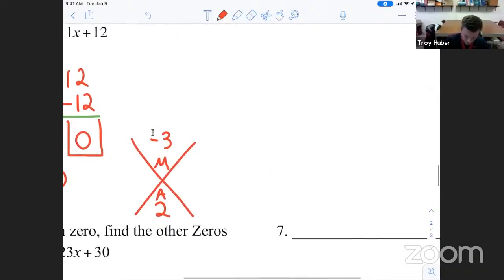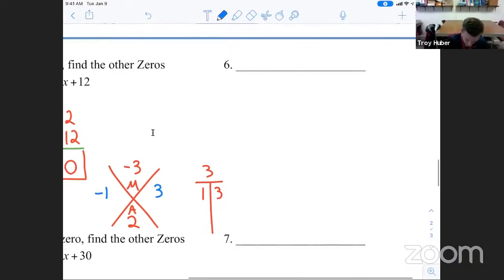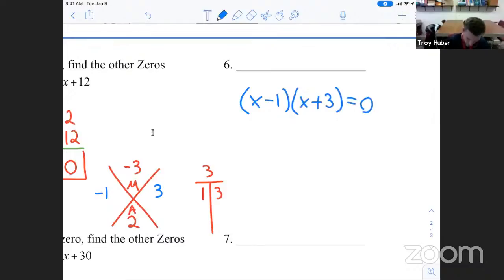All right, so let's think of some factors of 3. 1 times 3, and that's it. So that one's pretty easy. We just know it's 1 and 3, but one of these has to be negative. See how this is positive? So I'm going to make this smaller number negative. I'll make this a -1. All right, so then I have x minus 1, x plus 3 equals 0. So x minus 1 is equal to 0, and x plus 3 is equal to 0. And now we solve.